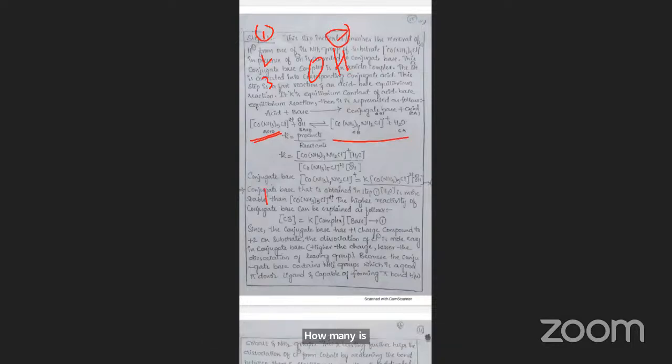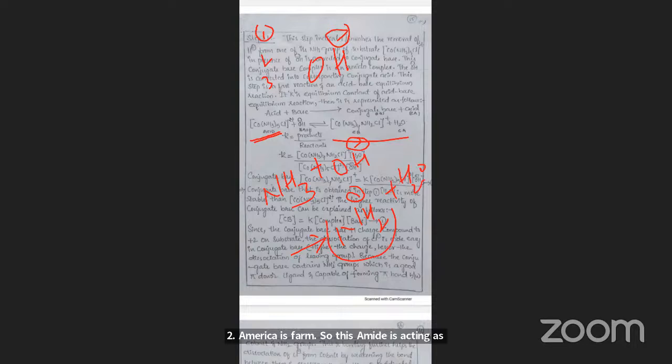One ammonia ligand binds with the hydroxide ion, forming NH2 amide plus an H2O molecule. So this amide is acting as a conjugate base. So now you can observe here, this is the conjugate base.